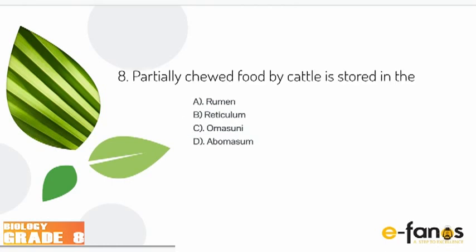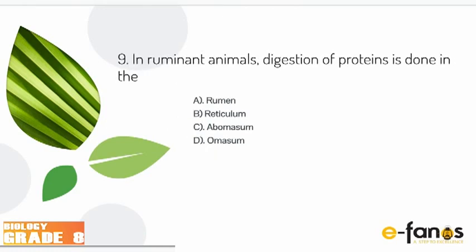Question 8. Partially chewed food by cattle is stored in the A. Rumen, B. Reticulum, C. Omasum, or D. Abomasum? And the correct answer is C. Omasum. Question 9. In ruminant animals, digestion of proteins is done in the A. Rumen, B. Reticulum, C. Abomasum, or D. Omasum? And the correct answer is C. Abomasum.